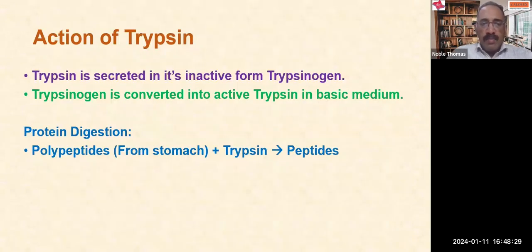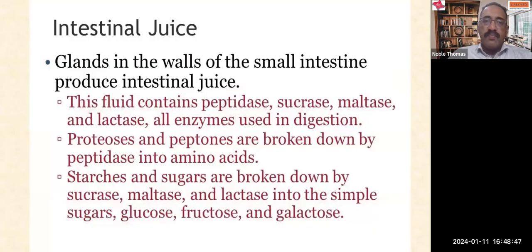Trypsin breaks down polypeptides or dipeptides into proteases and peptones into dipeptides. So that will help in breaking down the protein molecule further.